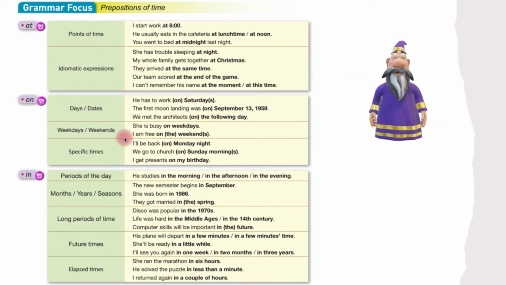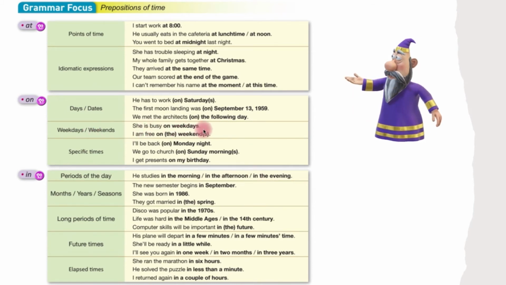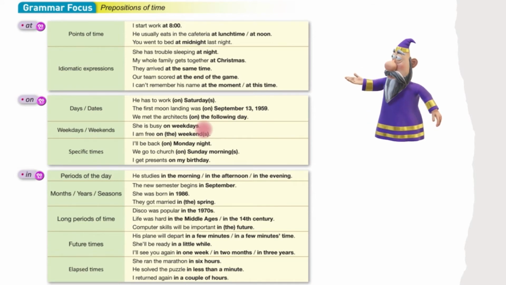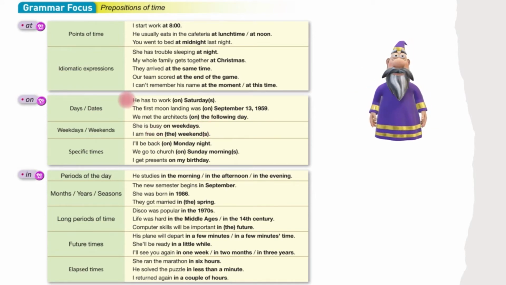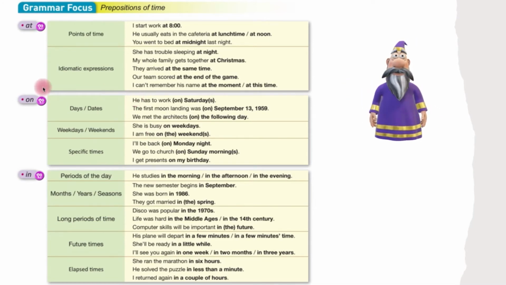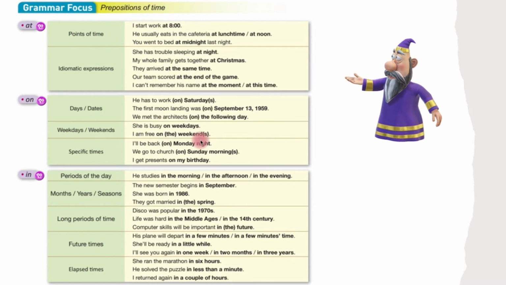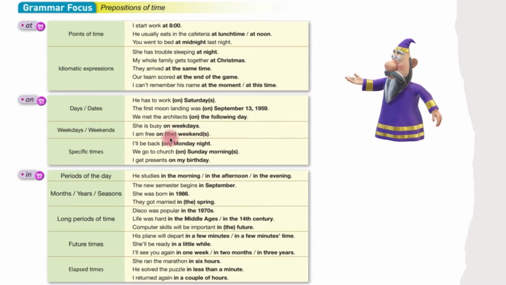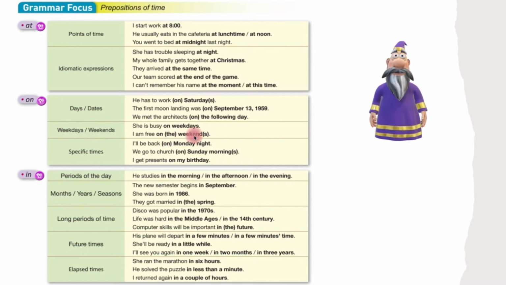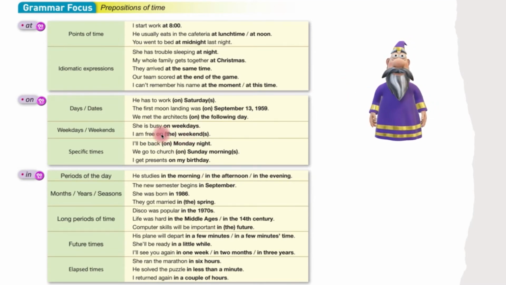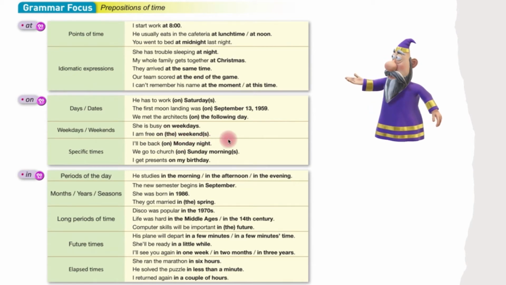Talking about weekdays or weekends, she is busy on weekdays. Weekdays are Monday, Tuesday, Wednesday, Thursday, Friday. So weekdays are from Monday to Friday. Weekend is Saturday and Sunday. I am free on weekends. See, lots of options here. I am free the weekend. No, if you use the, you have to say on the weekend or on the weekends.